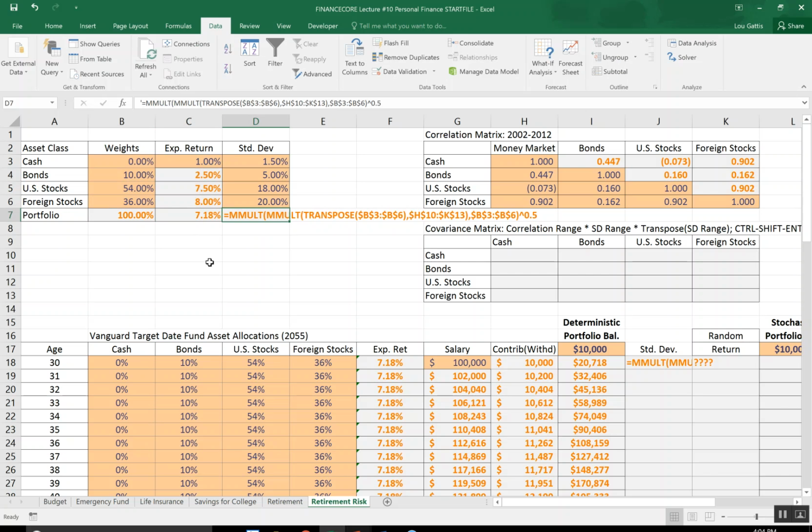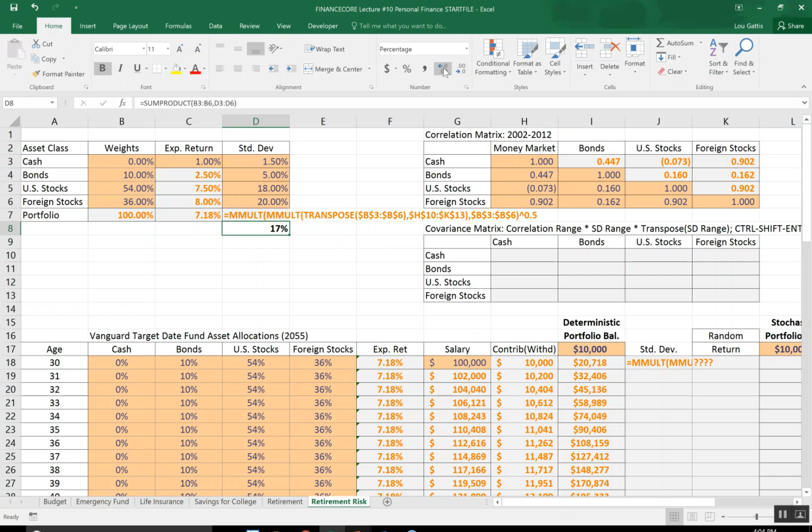I can't do that for the standard deviation. The standard deviation of a portfolio is not the weighted average because these assets don't move perfectly in line with each other. In other words, they're not perfectly correlated. In other words, there's a diversification benefit. When I add assets together that are not perfectly correlated, their risk is less than the weighted average. But I'll put that in there. Let me just put in the weighted average. I'll use my sum product function, which simply takes these weights times these standard deviations and takes the weighted average. So the weighted average standard deviation is 17%. But the risk is going to be a lot lower than that because these are not perfectly correlated.